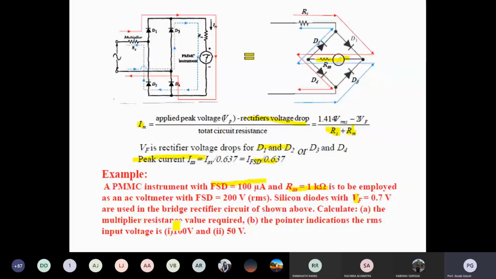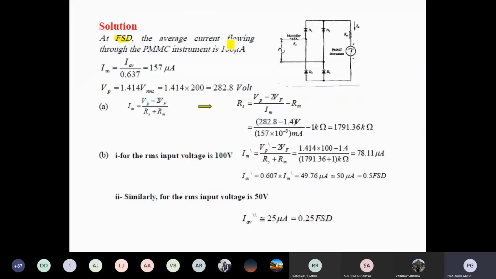So you can do the calculation, simple thing. It's your common circuit. FSD is already given. The average current flowing through this PMMC is 100 microampere because it's FSD. So what is the value of IM, the measuring current? 0.637 into IM equals your average current.